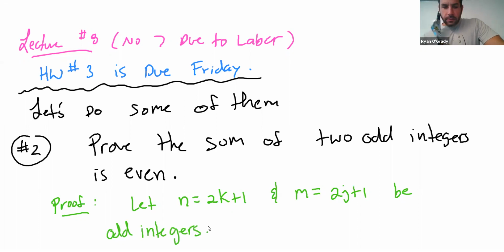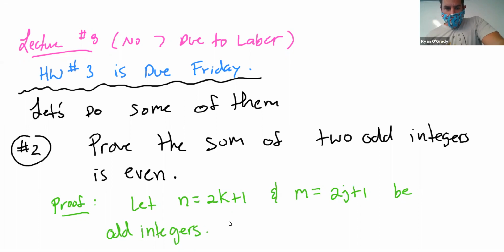Now, when I write this, context tells the audience, whoever's reading it, if I'm telling you n and m are odd, that means k and j by definition have to be integers. That's the definition. The definition of an odd integer is 2 times an integer plus 1. So if I have two different odd integers, I'm going to say one is 2 times k plus 1 and the other is 2 times j plus 1. Okay.